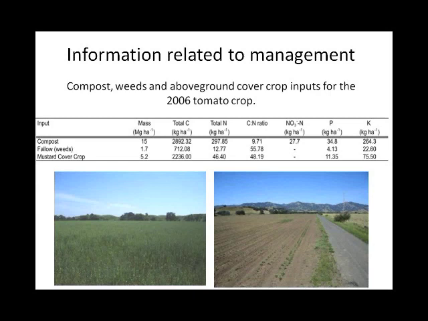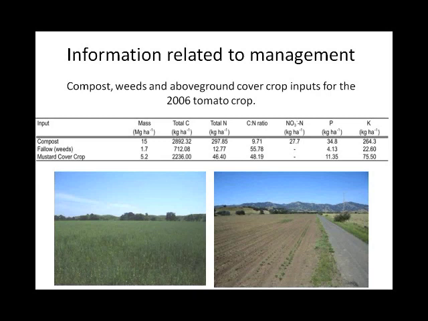So just something about the management on the farm: our main input of nitrogen and phosphorus was through composted turkey manure. It's composted with grape pomace, and it just gives an idea of the C/N ratio, nitrate, phosphate, potassium. The field was divided up into a side that had a fallow that had quite a few weeds and a mustard cover crop.